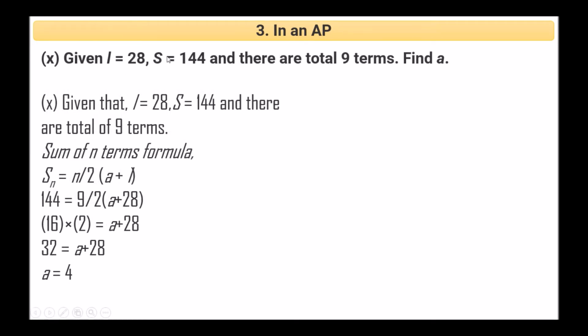L is 28, S is 144. And there are a total of 9 terms. We have to find A. So we will put the sum formula. So we will get A equals 4.